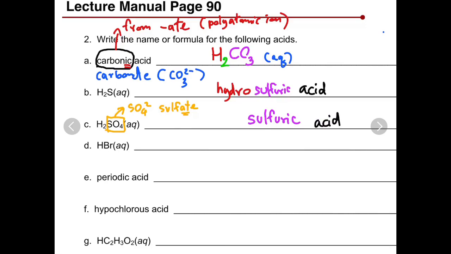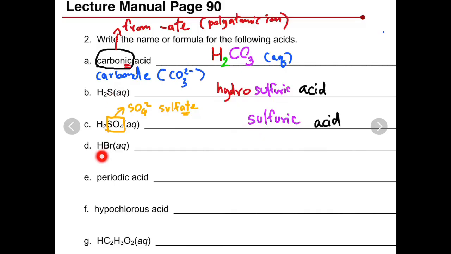Note that the reason why I have side-by-side names right here between B and C is for your comparison. One that doesn't have oxygen needs to contain the word hydro. One with oxygen, you are going to exclude the word hydro. Okay, so that's the difference between these two, because they are different molecules.